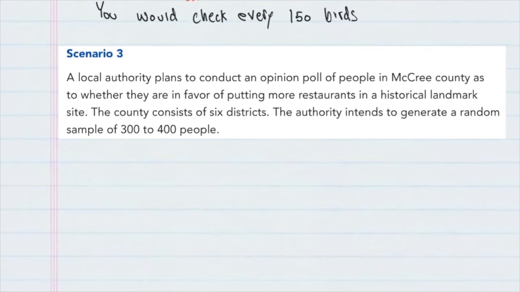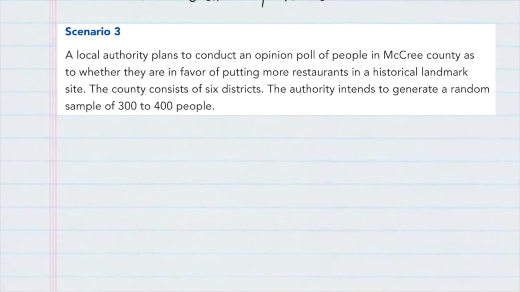And let's take a look at our last scenario, which is scenario three. A local authority plans to conduct an opinion poll of people in McCree County as to whether they are in favor of putting more restaurants in the historical landmark site. The county consists of 6 districts. The authority intends to generate a random sample of 300 to 400 people. So when I see this, right away it says that the county consists of 6 districts. So right away, I'm thinking stratified random sampling.